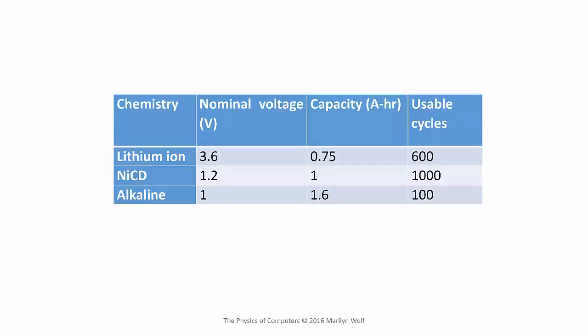We can use a number of different battery chemistries to build batteries. Alkaline and nickel-cadmium, or NiCad, are commonly used in smaller consumer electronic devices. Lithium-ion is used in smartphones and other applications that require high power. We can see that these chemistries vary quite a bit in various characteristics: their nominal voltage, their capacity, and the number of cycles we can charge and discharge them over.